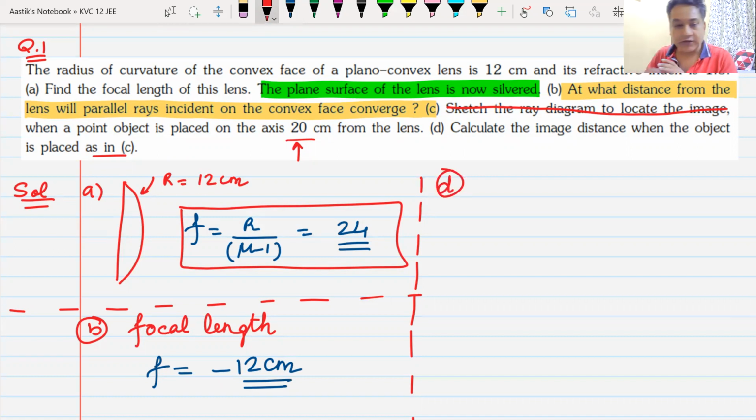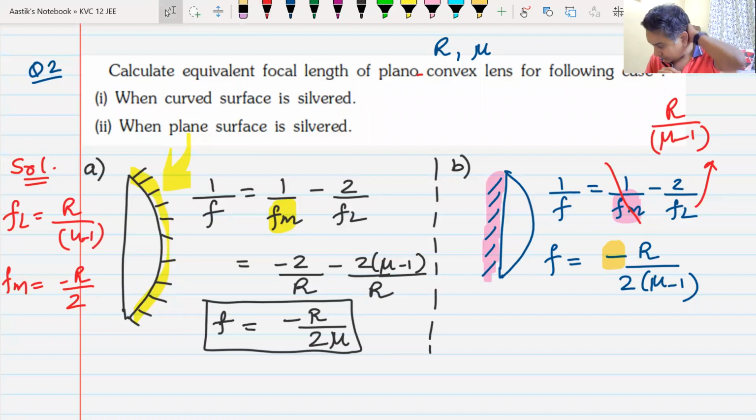What's the problem here? You can just put the formula from here. This one. Got it? Minus r upon 2 times mu minus 1. Got this? Everyone got this? Yes, sir. Anyone having any doubt? No, sir. Okay, now can you do the next part?